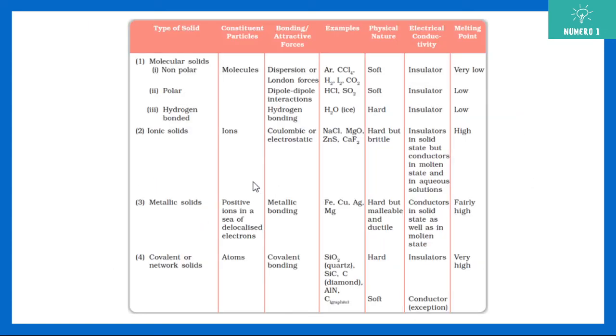Let's continue. This table summarizes everything with the type of solid. These are the types of solid that we have gone through. The constituent particle, for example, in molecular solid, the molecules are the constituent particles. In ionic solid, ions are constituent particles. In metallic solid, positive ions in the sea of delocalized electrons are the constituent particles. And in covalent or network solid, atoms are the constituent particles. The table also gives the attractive forces holding them, some examples, their physical nature, conductivity property, and melting point.